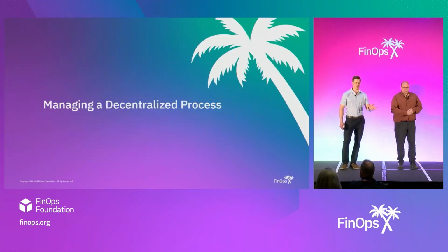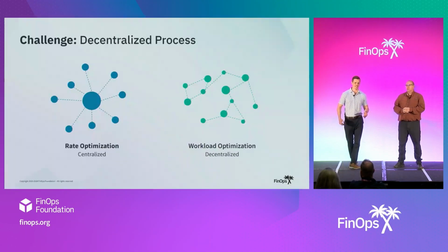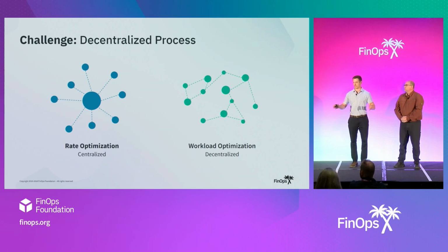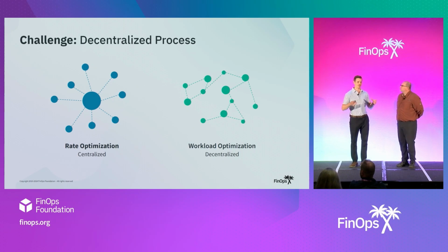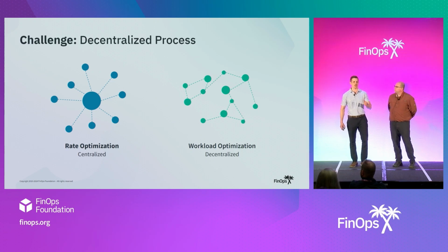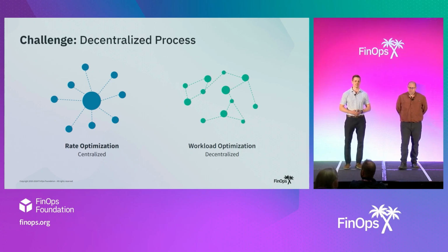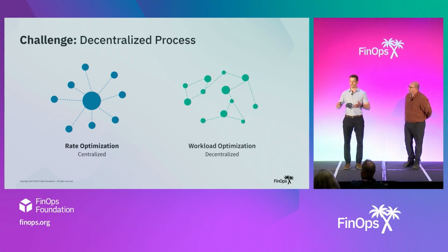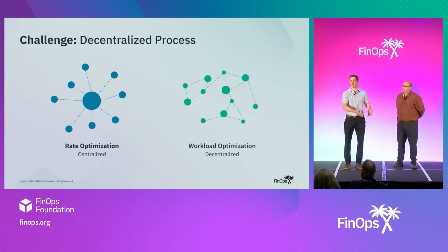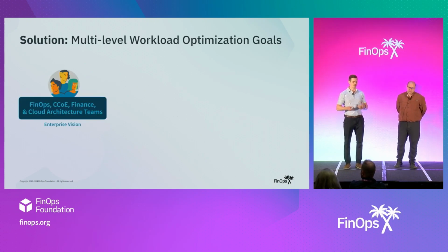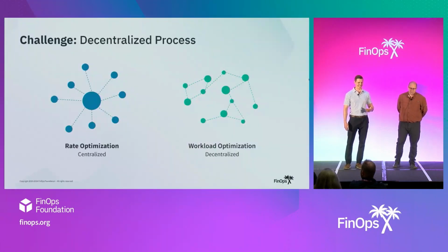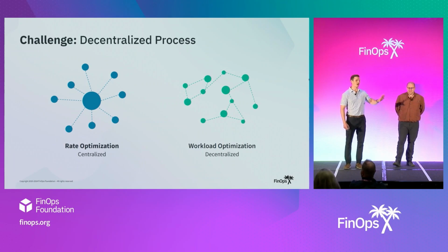All right, so starting with that first one, managing a decentralized process. As we know, the best practice in most cases is that rate optimization is centralized. So in an ideal world, you've got a centralized FinOps team looking at spend across the organization and making decisions on the commitments we're making, reserved instances, savings plans. The FinOps practitioner would have access to that data, and we know what's happening. We can run reports, we can see what reservations exist, we can see what utilization is. It's easy to get that data, and we're very aware of what's happening.